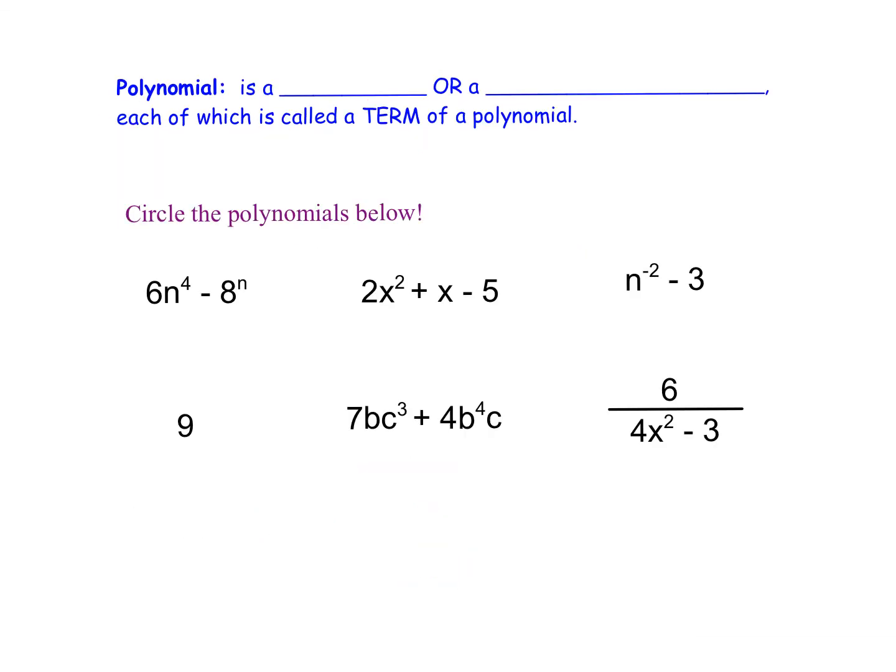So now that we understand what a monomial is, we can move on and talk about a polynomial. And a polynomial is a monomial, so it can be what we just defined, or the sum of monomials.